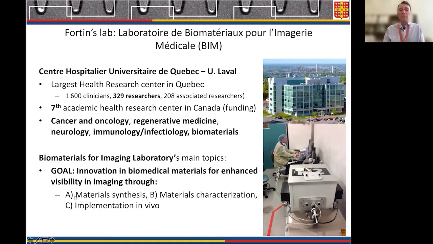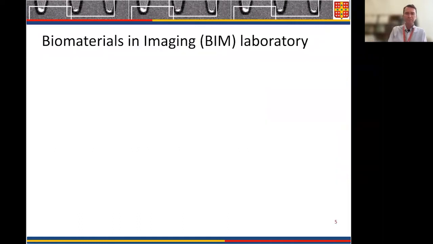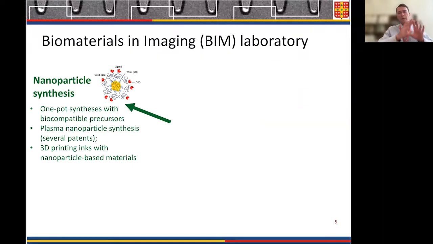And more specifically, we dedicated our work to material synthesis, materials characterization, and on the implementation in vivo of these new biomaterials for medical imaging applications. So all of our projects require the synthesis of different types of nanoparticles, mainly gold nanoparticles and also iron oxide particles. We invent different types of synthesis for the development of more biocompatible materials and different types of nanomaterials that appear bright either in MRI or CT or different types of imaging modalities.